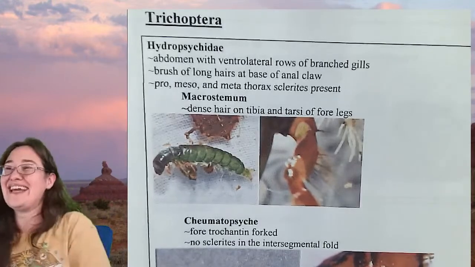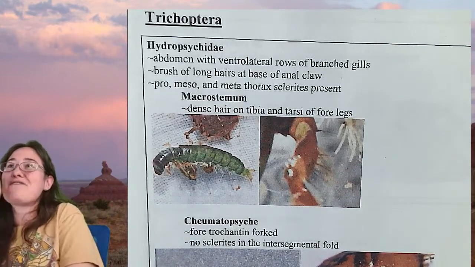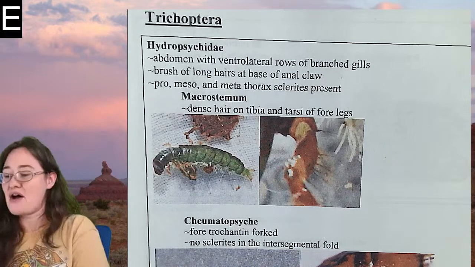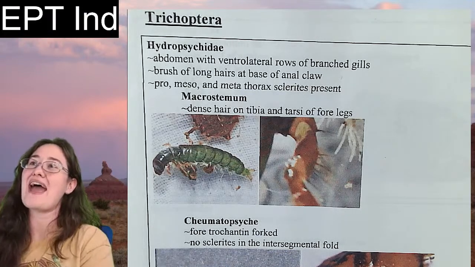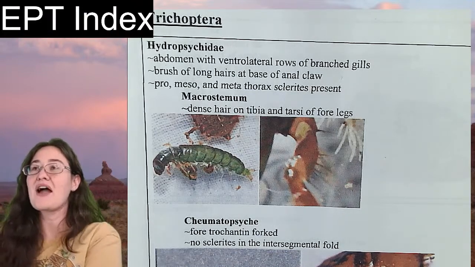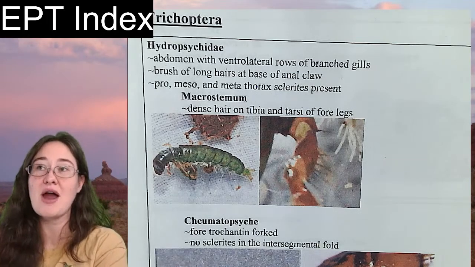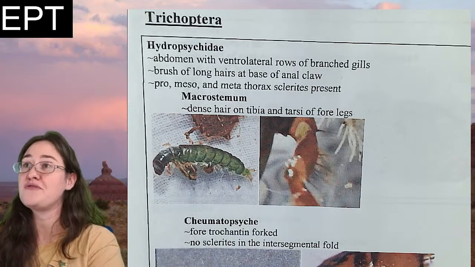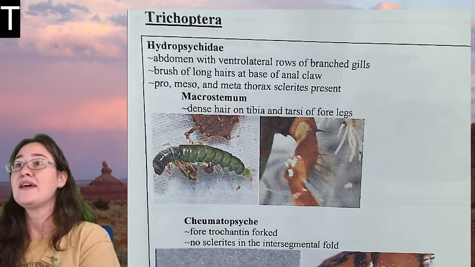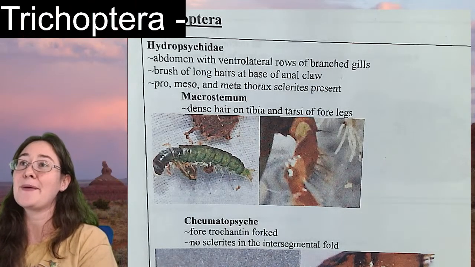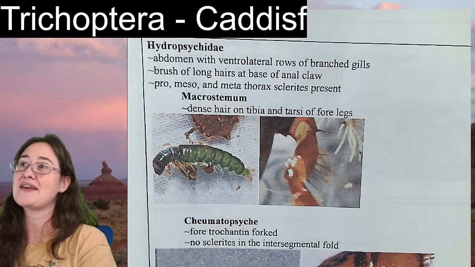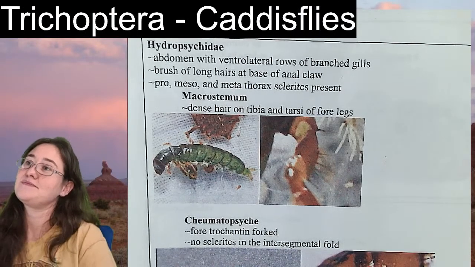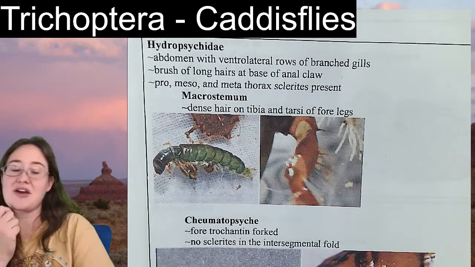All right. This is the final letter of our EPT index. So E was Ephemeroptera for mayflies. P was Plecoptera for stoneflies. The T stands for Trichoptera, meaning the caddisflies. All right, the trichopterans are the caddisflies.